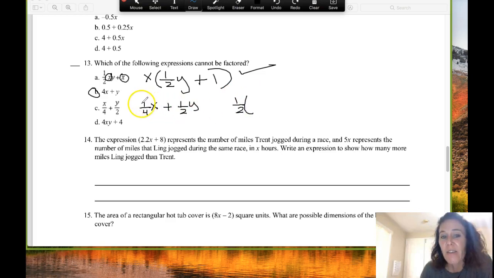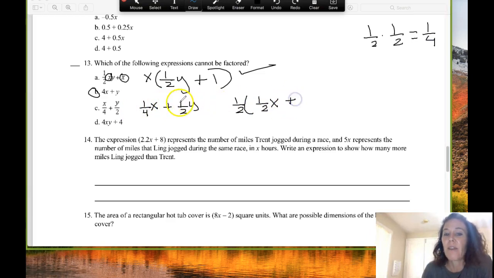1/2, if I factor out 1/2 out of this, it leaves me with, I know this is true, 1/2 times 1/2 equals 1/4. So if I factor a 1/2 out of this, it leaves me with 1/2 x. Plus, if I factor a 1/2 out of this, it's like dividing out the 1/2, it leaves me with just y.